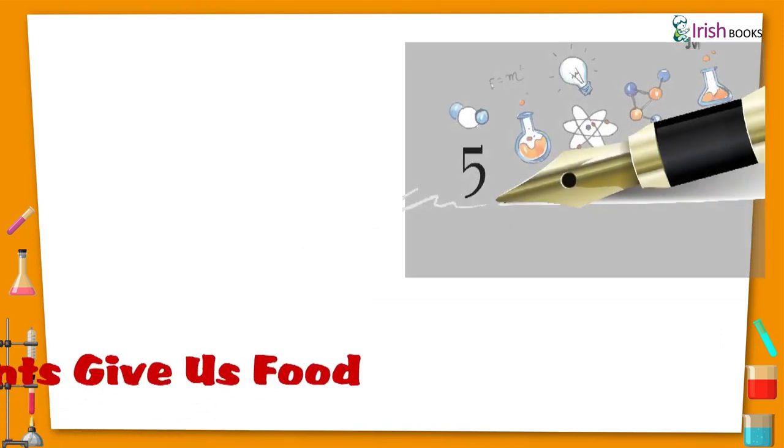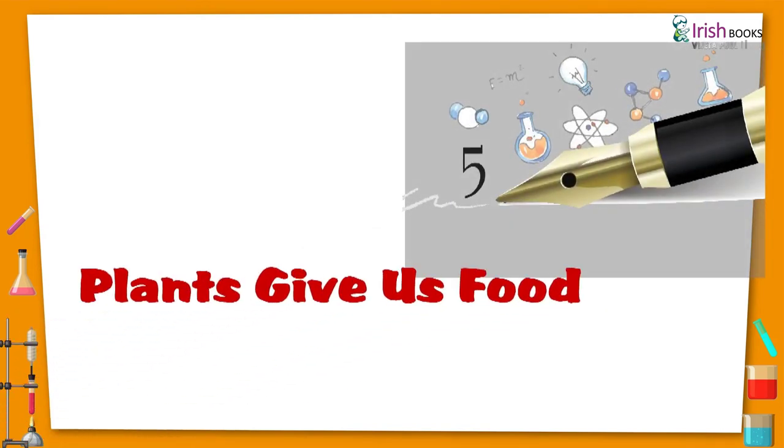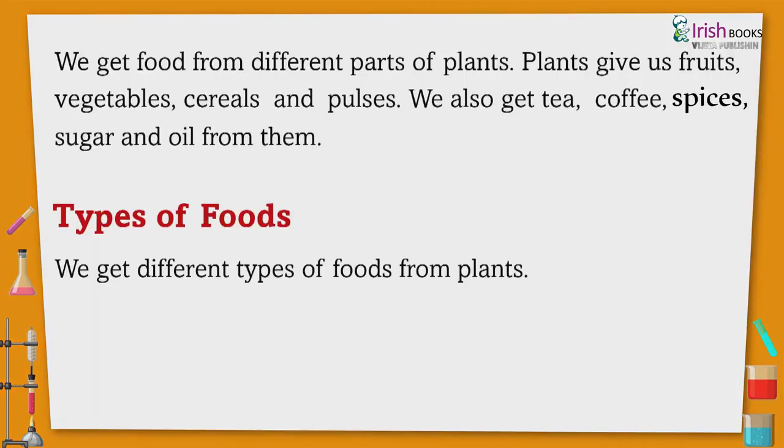Chapter 5. Plants give us food. We get food from different parts of plants. Plants give us fruits, vegetables, cereals, and pulses. We also get tea, coffee, spices, sugar, and oil from them.